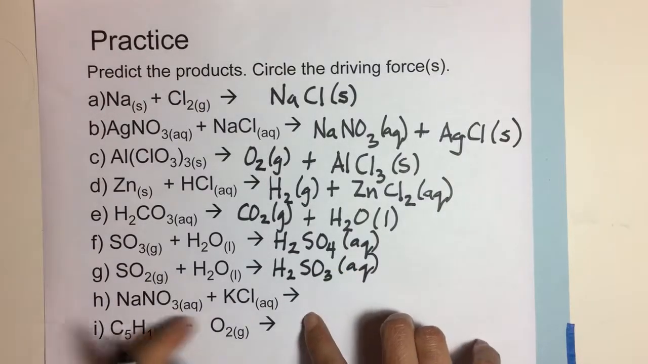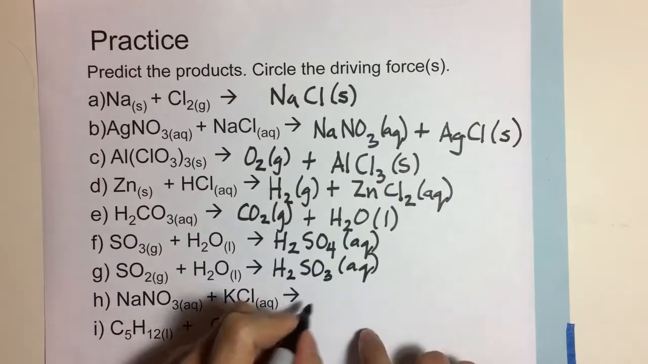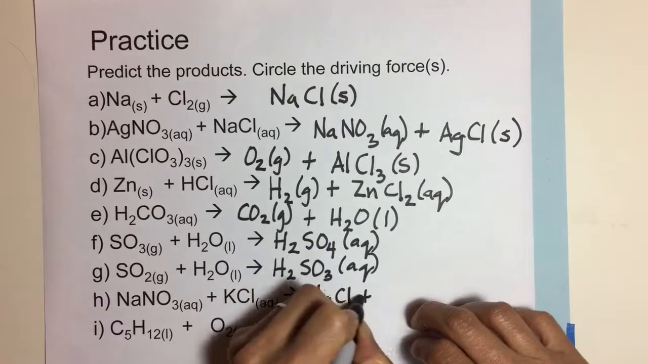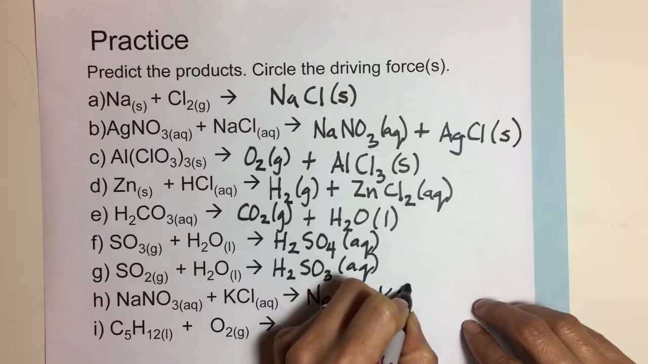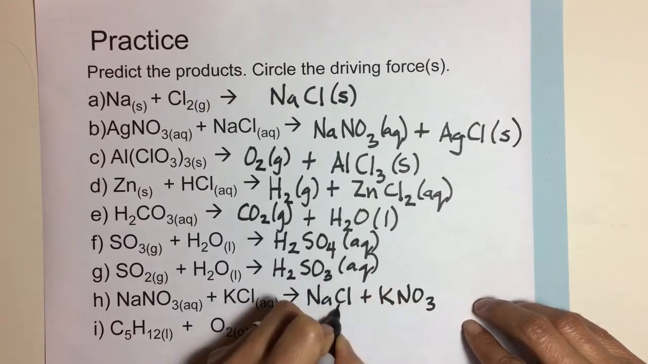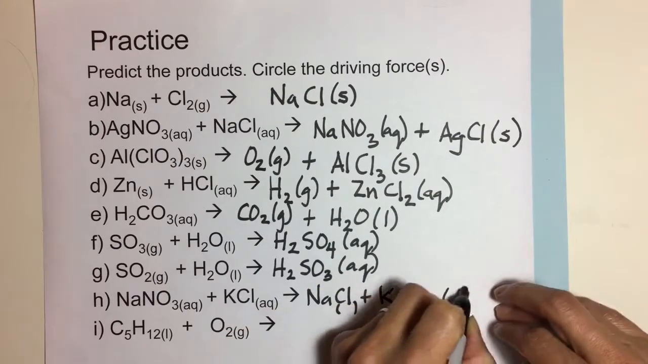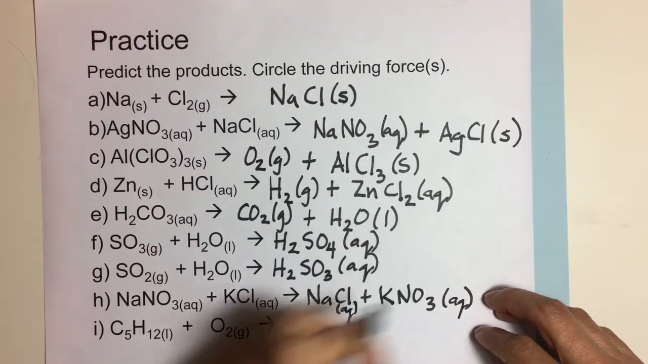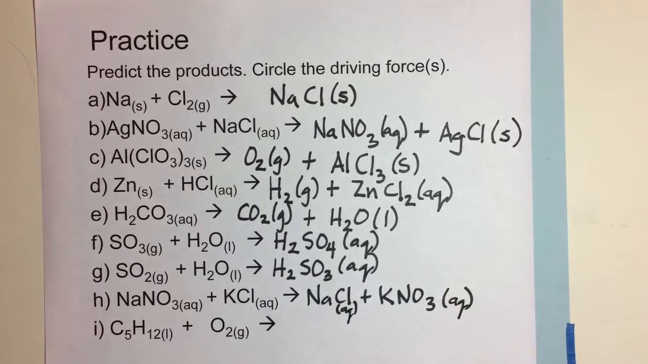We go to this next one. Looks like a double replacement. We're going to do our double replacement, NaCl plus KNO3. I forgot to leave a little room for the states of matter. And it looks like these two are aqueous, okay, according to my solubility table.